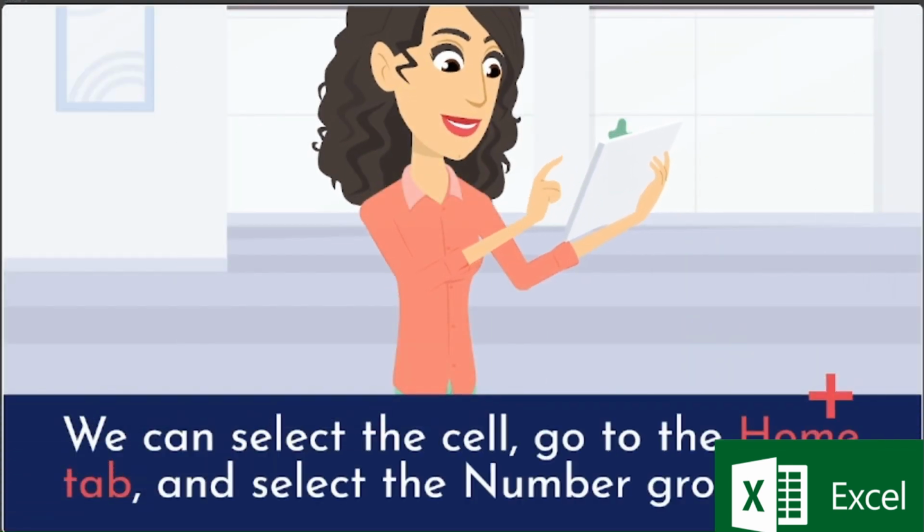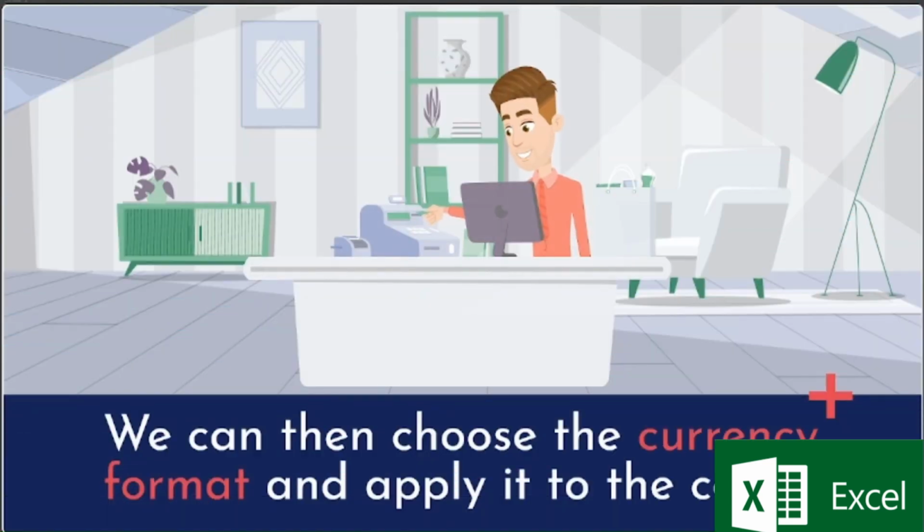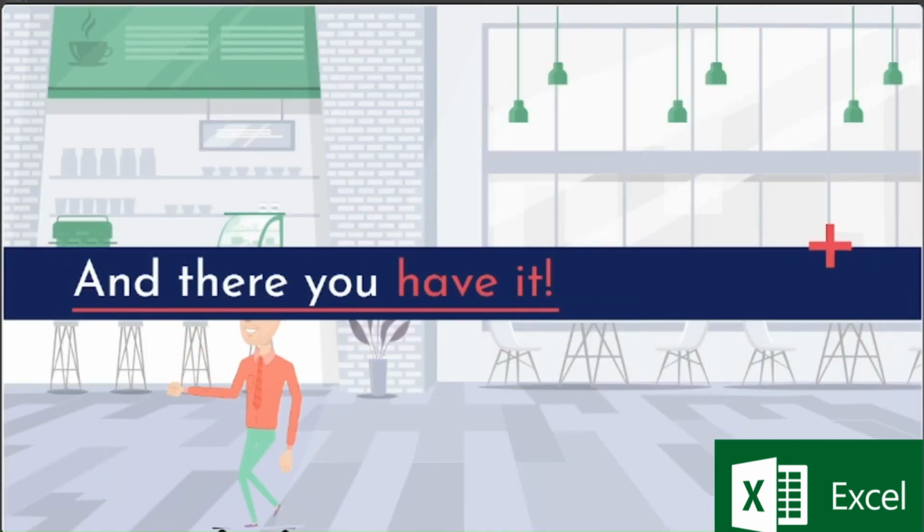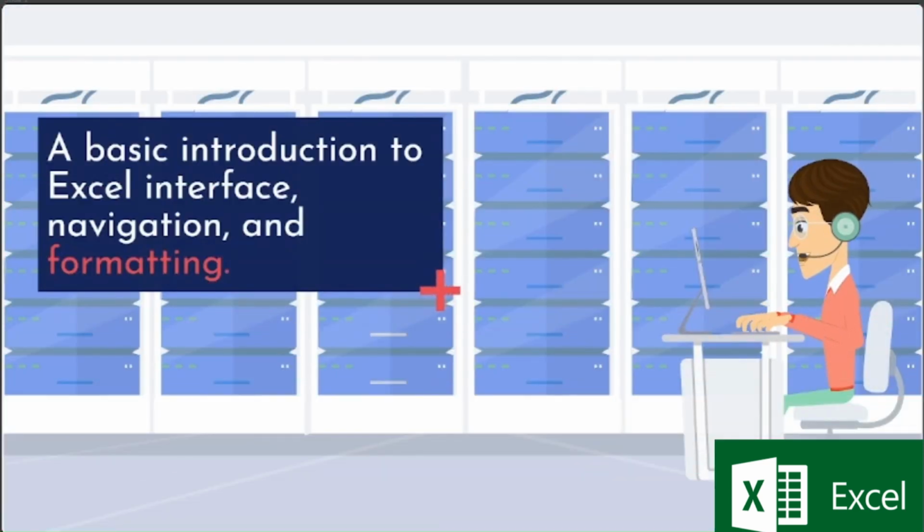We can select the cell, go to the Home tab, and select the number group. We can then choose the currency format and apply it to the cell. And there you have it. A basic introduction to Excel interface, navigation, and formatting.